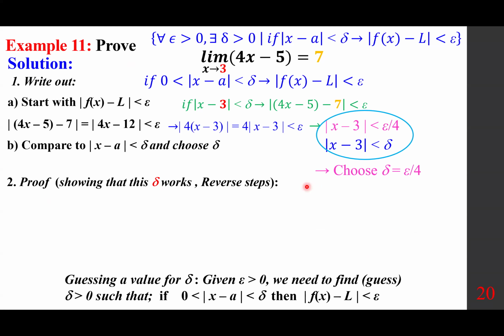Showing that this delta works, reverse steps. So we are going to start with this, and this is equal to epsilon over 4, right? Epsilon over 4. That is the choice of delta. So what is delta? Epsilon over 4. Remember, we want to come back to this, everybody. We want to get back to this. So the idea is to go back to what we started. So let's multiply both sides by 4. So you put the 4 here, and this becomes epsilon.